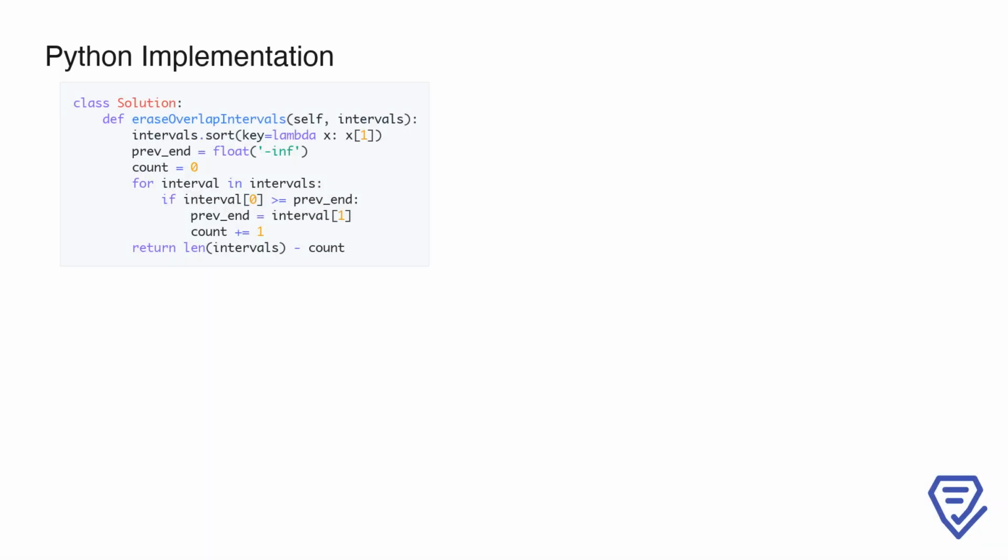Here is a complete Python implementation for LeetCode problem number 435. We first sort intervals by their end time to apply our greedy strategy.